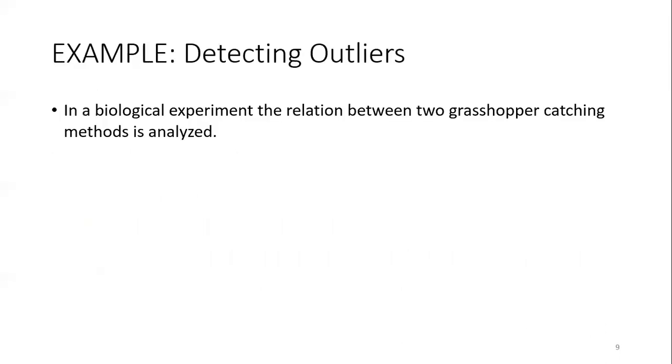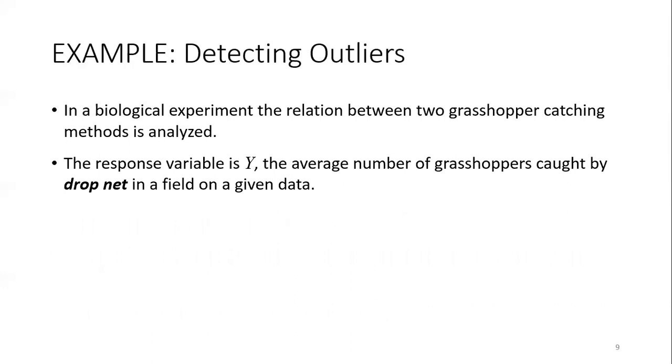So here we have an example. In a biological experiment, the relation between two grasshopper catching methods is analyzed. The response variable is y, which is one of the catching methods, the drop net. They put a kind of trap made of nets, and with that trap they catch the grasshoppers.